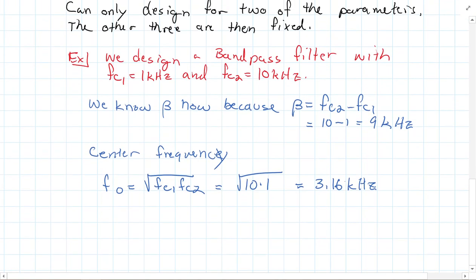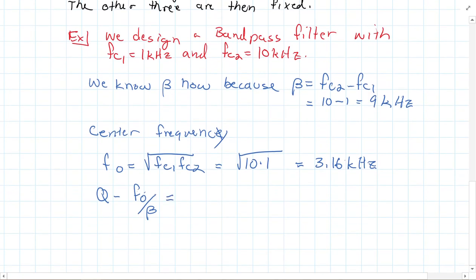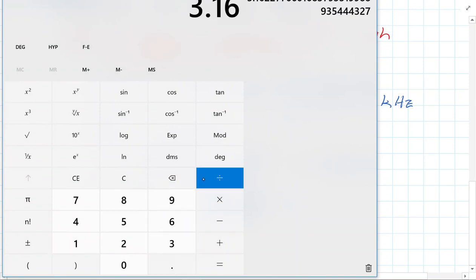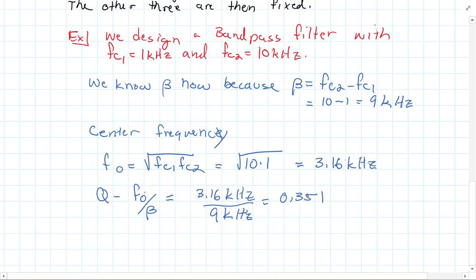But now that we know F0, we also know the quality factor is F0 over beta, which is a unitless thing because I'd have 3.16 kilohertz divided by 9 kilohertz, which again, if I just do that, 3.16 divided by 9, 0.351 for my quality factor. So I can only design for 2 things. I can't then design for multiple parameters here.